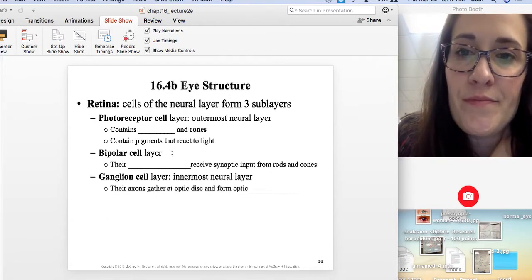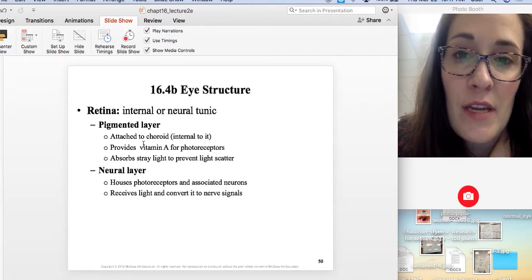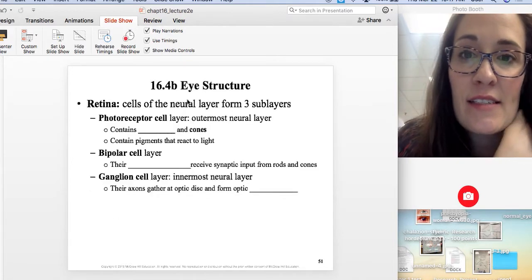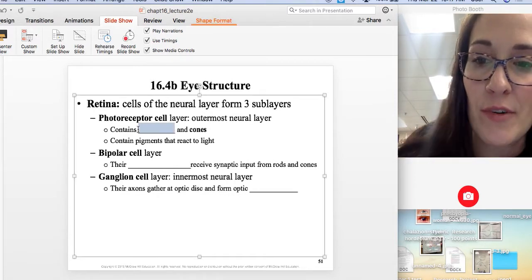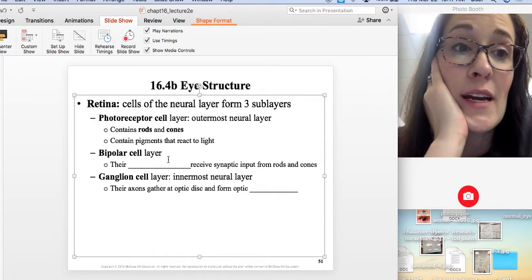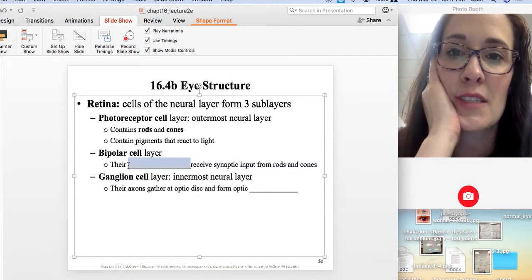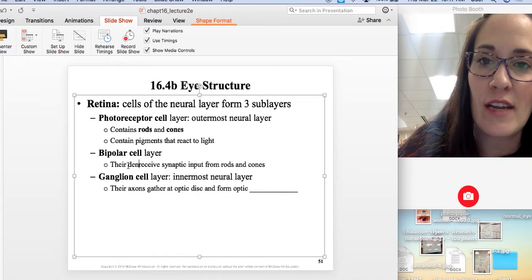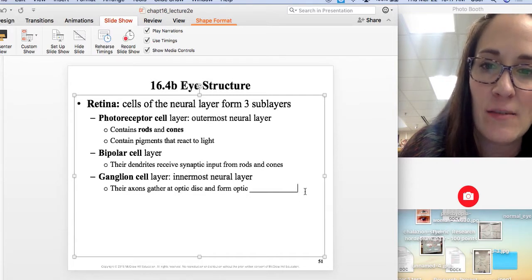The neural layer, not the pigmented layer, contains 3 sublayers with different cells. The photoreceptors are where the rods and cones are located. We'll talk more about those. They react to the light. Bipolar cells receive the information from the rods and cones. Their dendrites are the parts that receive the input. Then the bipolar cells pass the information to the ganglion cells, and then they transmit it to the optic nerve.